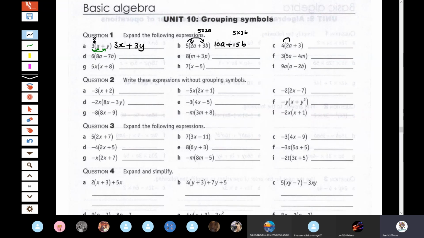So you're meant to multiply these two, and after that, you're meant to multiply these two. So let's do the first arrow. 4 times 2a. What does that become? What's 4 times 2? 8a. Yep, 8a plus, and then you're doing the next arrow. 4 times 3. 12. Done. Now let's recap these. 5 times 2a, 10a, plus 5 times 3b, 15b.